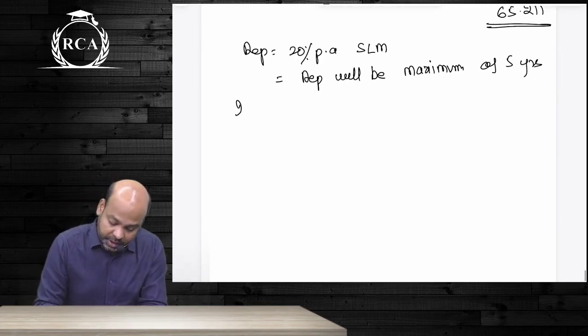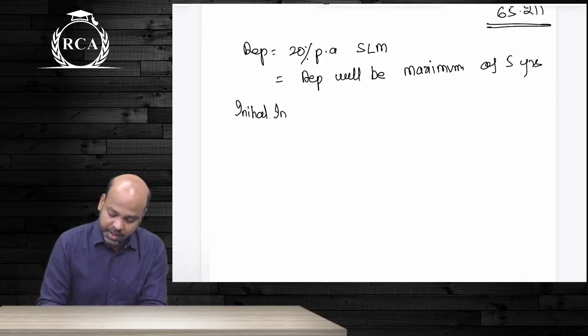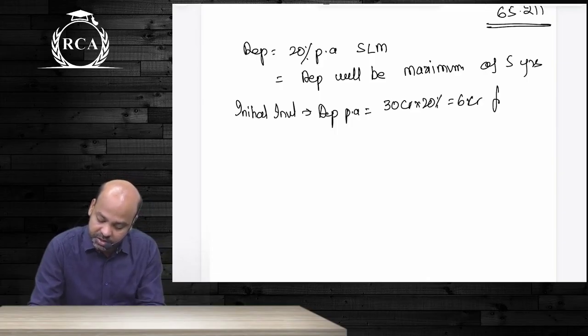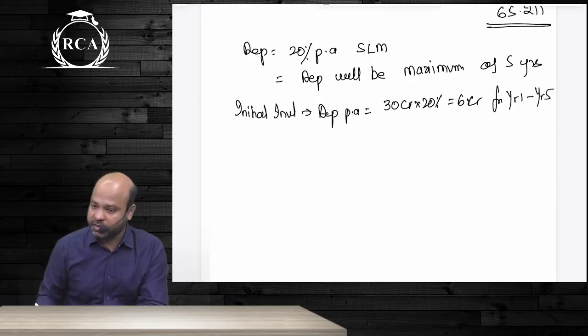अभी बेटा इनिशियल इन्वेस्टमेंट जो है उसके ऊपर डेप्रीसिएशन कितना रहेगा बेटा पर एनम? 30 crores into 20%, 6 crores. This will be from which year to which year? Year 1 to year 5. You will not get that in year 6.